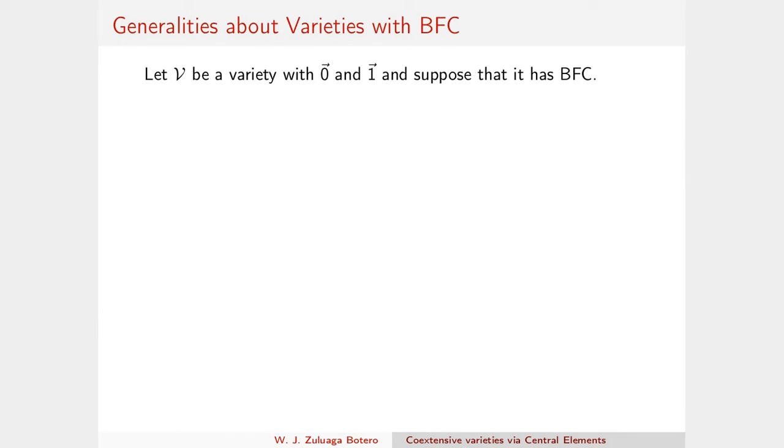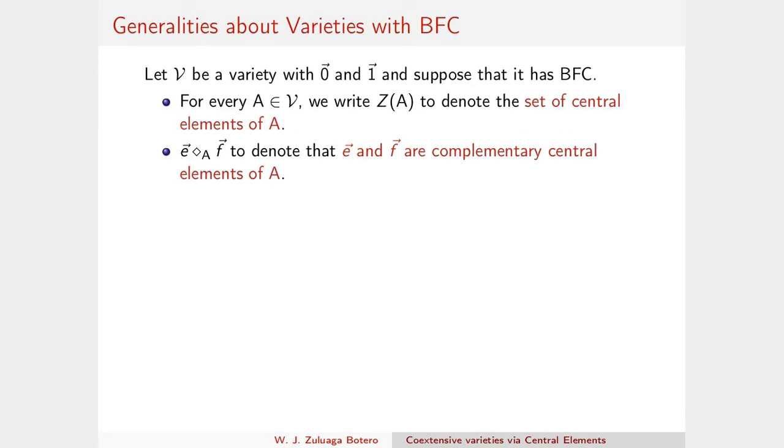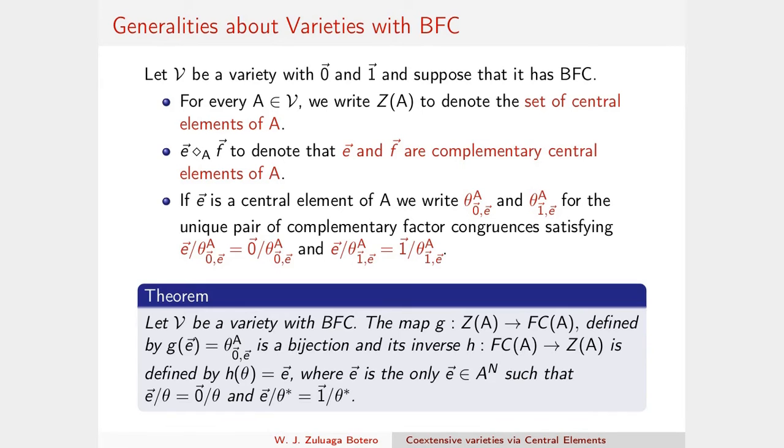Now, if we have a variety with 0 and 1 which has VFC, then we write Z of A to denote the set of central elements. The symbol here denotes that E and F are complementary central elements of A. We say that E is a central element of A, and if E is a central element of A, then we write in this way the unique pair of complementary factor congruences satisfying these conditions in here.